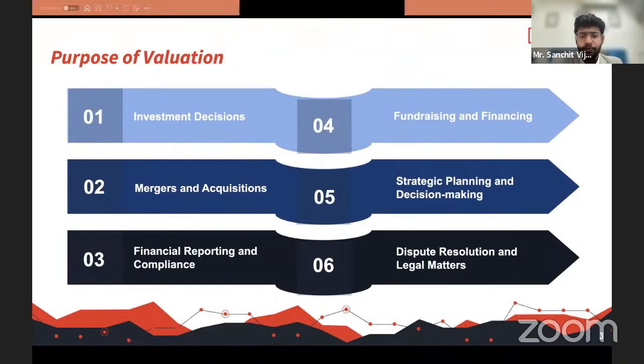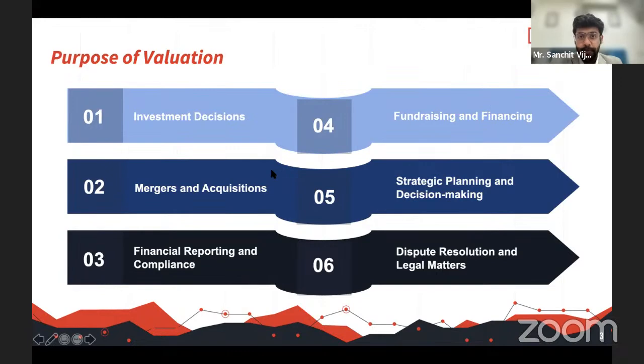The sixth is dispute resolution and legal matters. Valuation is often needed in legal and dispute resolution scenarios, where shareholder disputes, business valuation for tax purposes, or even independent valuation in family settlements is crucial to determine a fair value to resolve conflicts or claims.